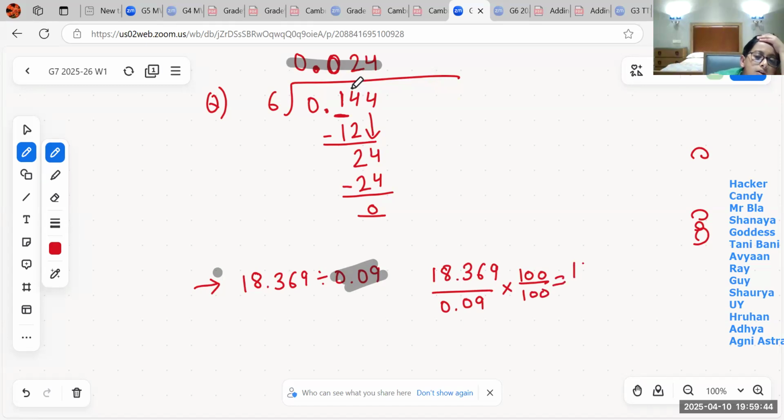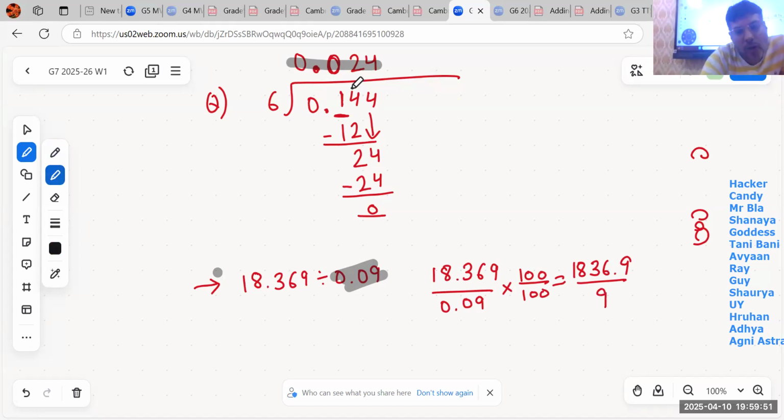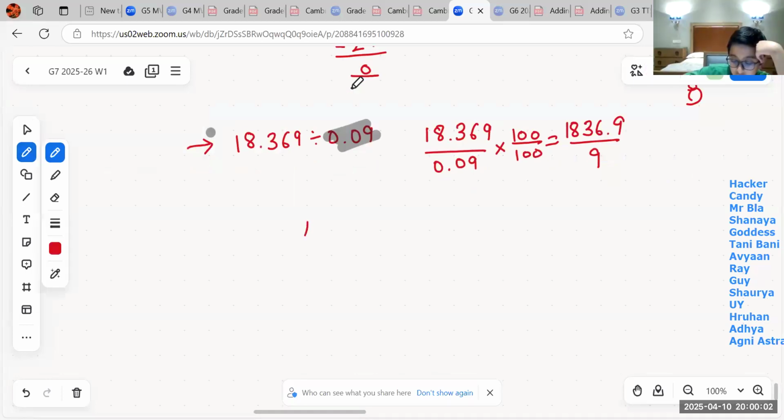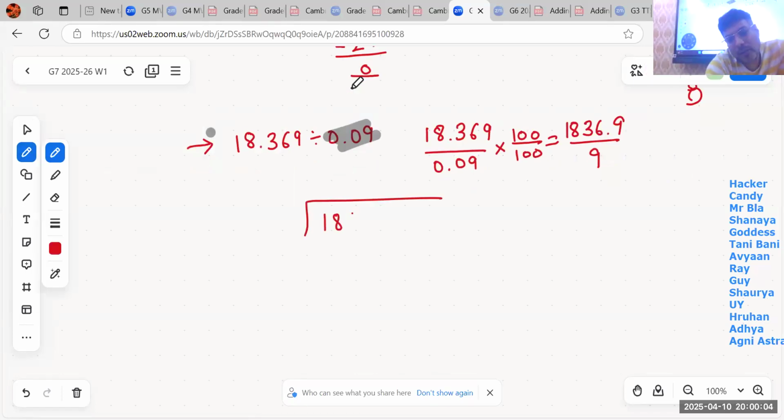But when we multiply by 100, it will become 1836.9 divided by 9, because I am concerned about the denominator, not the numerator. My denominator should be a whole number. My numerator can be in decimals, that will work for me. Got it? Yes, sir. So I can divide normally.